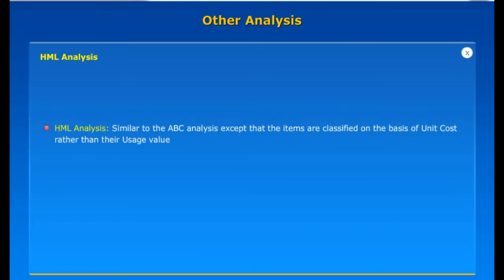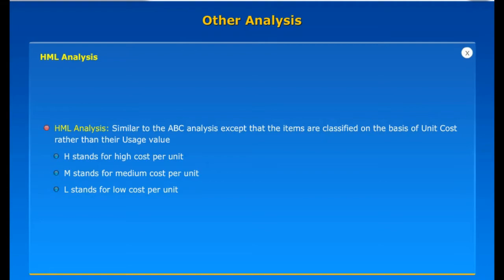HML analysis. HML analysis is similar to the ABC analysis, except that the items are classified on the basis of unit cost rather than their usage value. H stands for high cost per unit. M stands for medium cost per unit. L stands for low cost per unit.